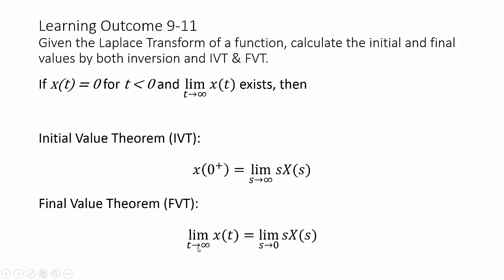The final value theorem is the limit as time goes to infinity of x of t. This is x of infinity for short notation. And that's going to be the limit as s goes to 0 of s times X of s. Make sure you remember to multiply these by s. It won't work without that. And that's a mistake students quite often make, is they forget that s in their calculations, and they're so eager to rush through the problem.